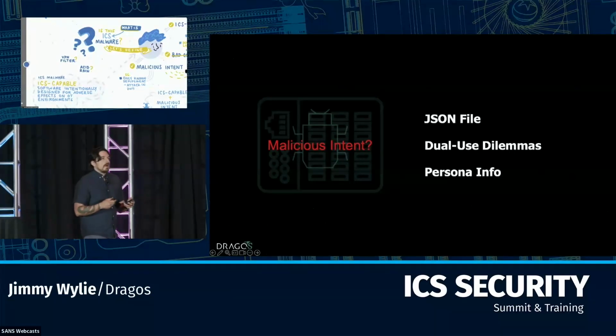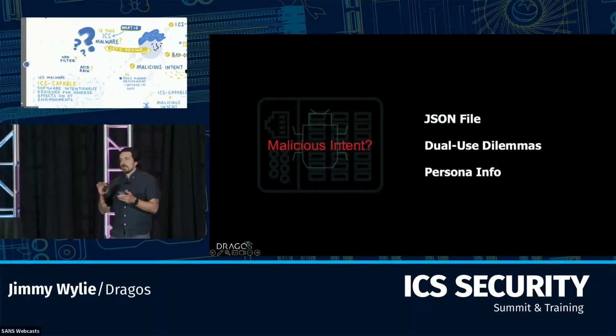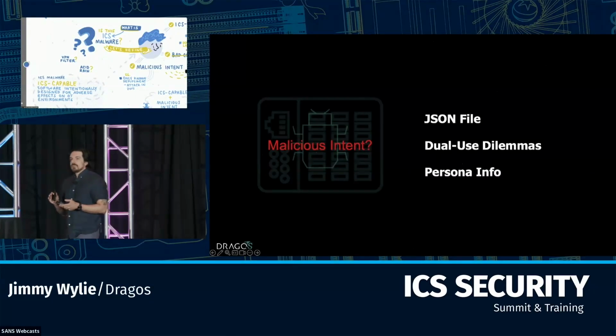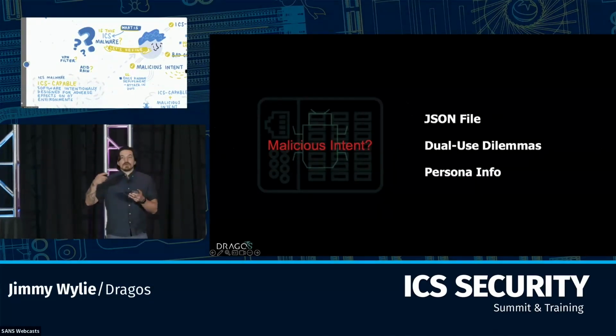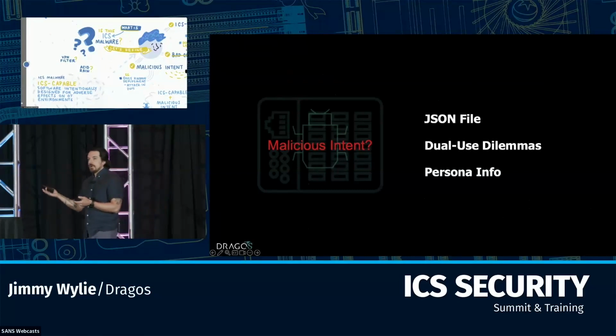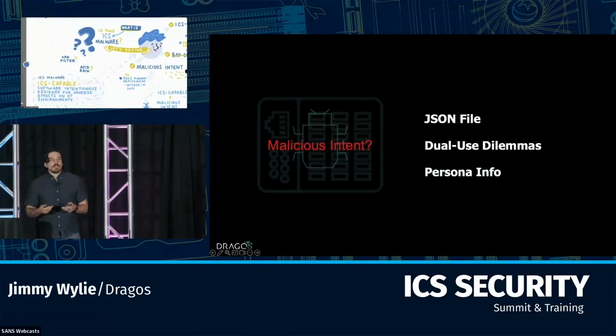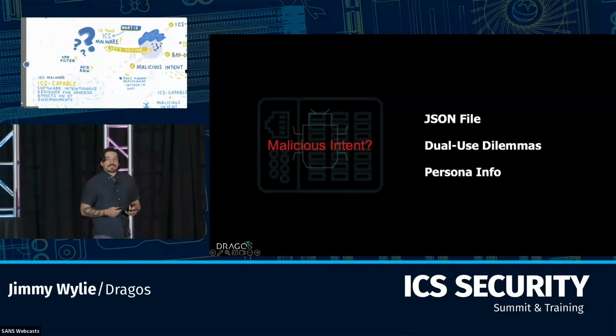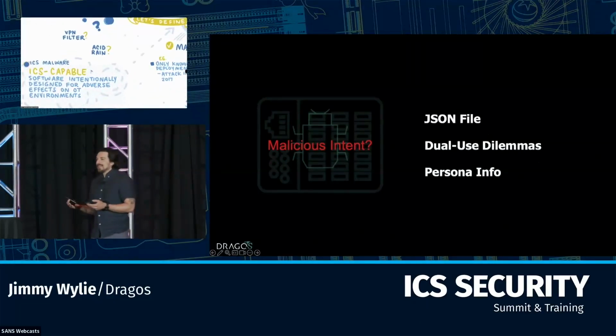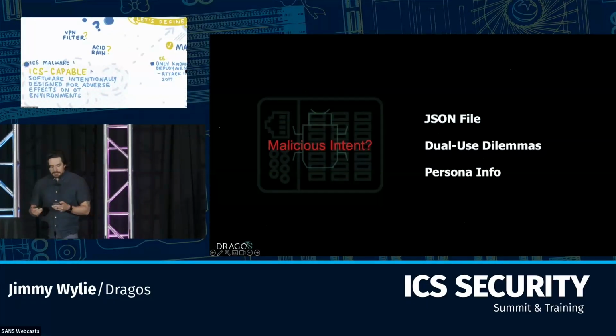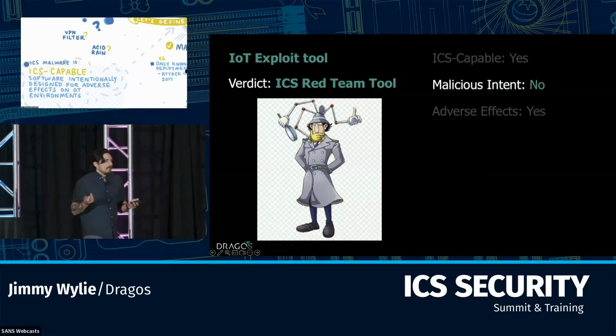And so we couldn't find conclusive evidence just from the binary itself, whether or not this stuff was malicious. We found persona information and investigated the organization that this person was a part of. That organization also did defensive and offensive research, and so we couldn't really get a conclusion from the organization that they worked at either. So for malicious intent, we gave it a no.